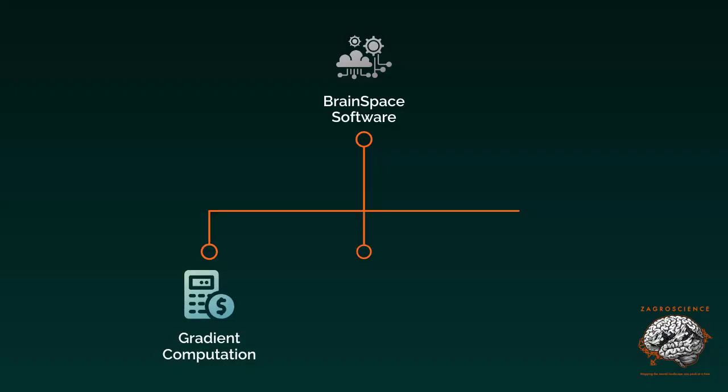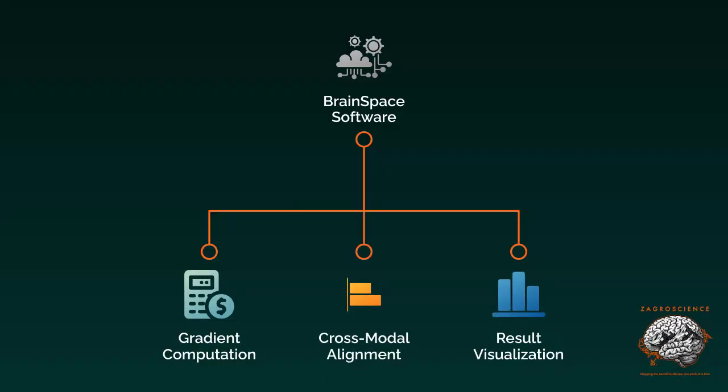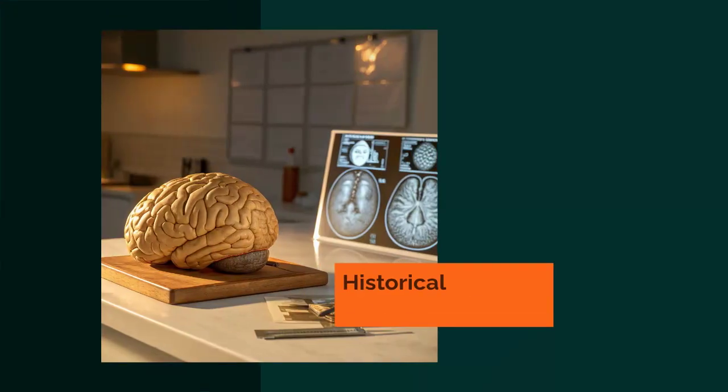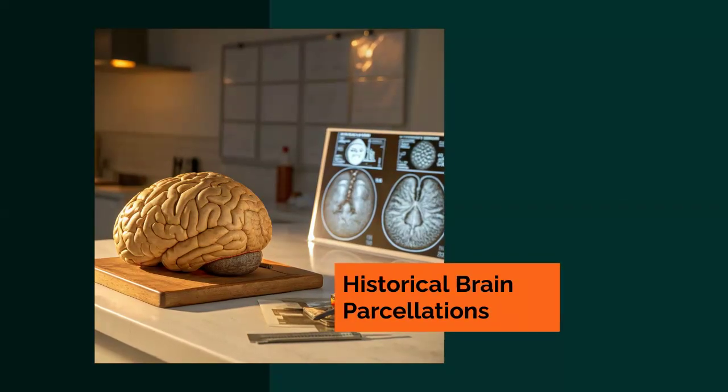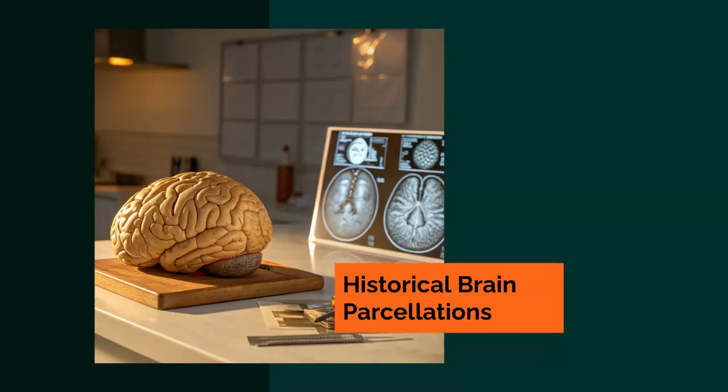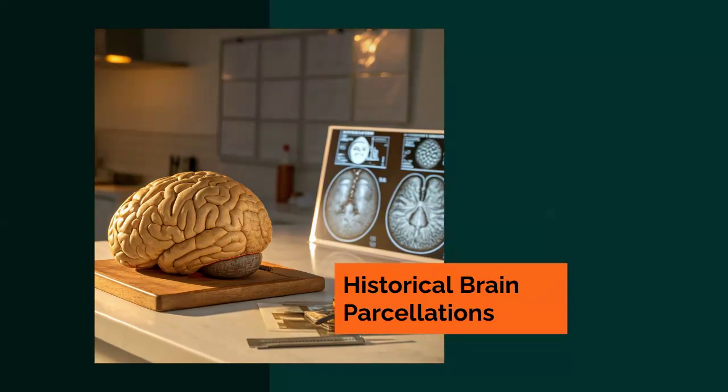BrainSpace is an open-access tool that computes cortical gradients, aligns them across different data types, and visualizes the results seamlessly in MATLAB or Python. On the parcellation side, researchers have been dividing the brain into discrete regions for over a century, evolving from early anatomical maps to modern imaging-based schemes.